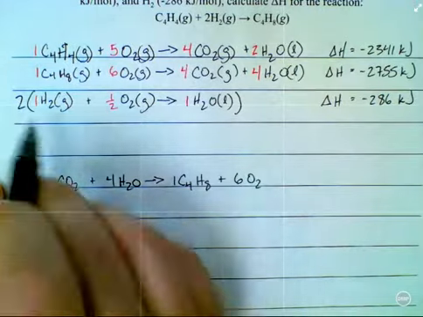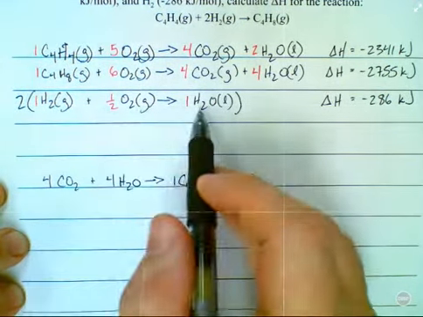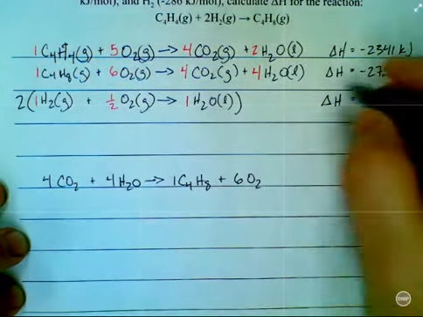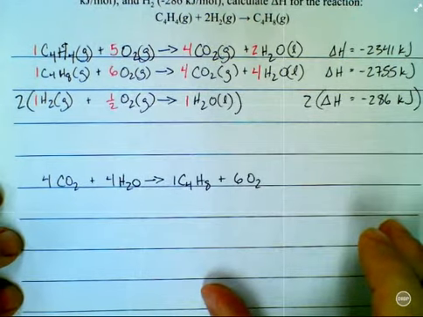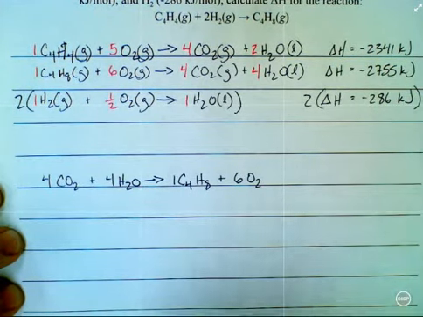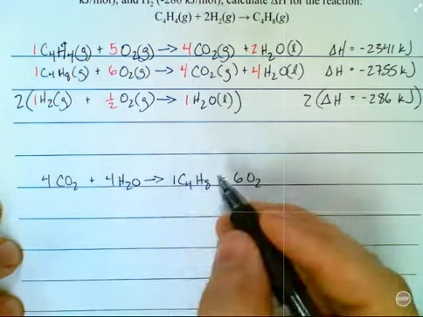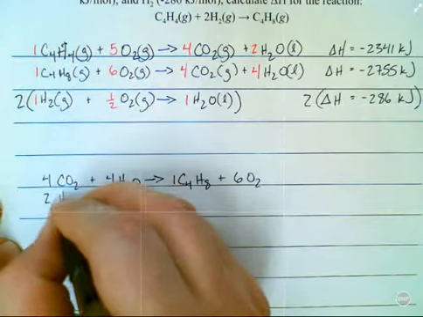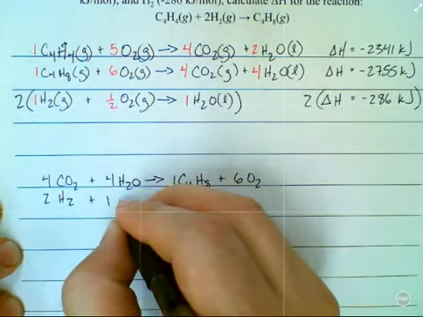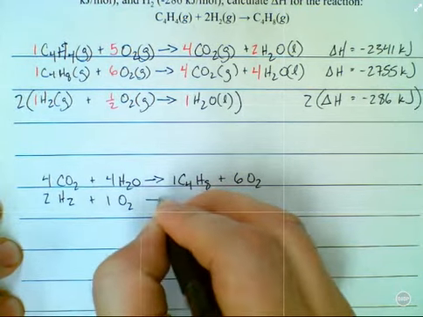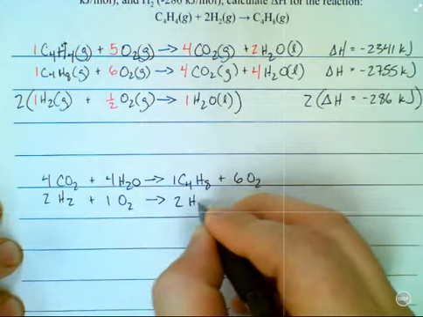Be that as it may, notice I'm going to have to double the stoichiometric coefficients for everything in this reaction, as well as this delta H, because I'm doing twice as much stuff, so twice as much energy is going to be released. So let's go ahead and write that in. 2 H2 plus 1 O2, and that'll be 2 H2Os.